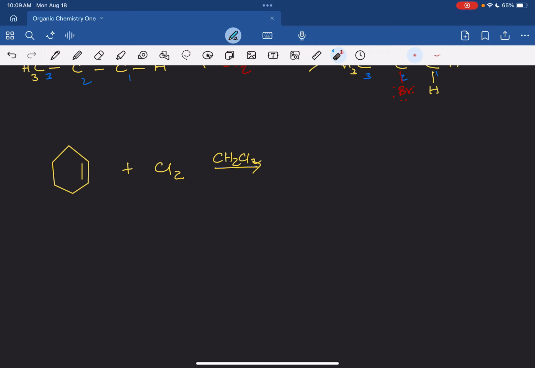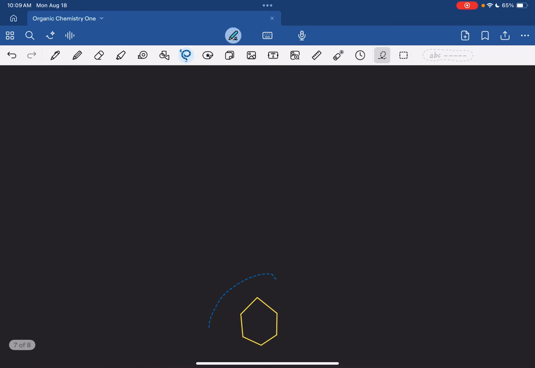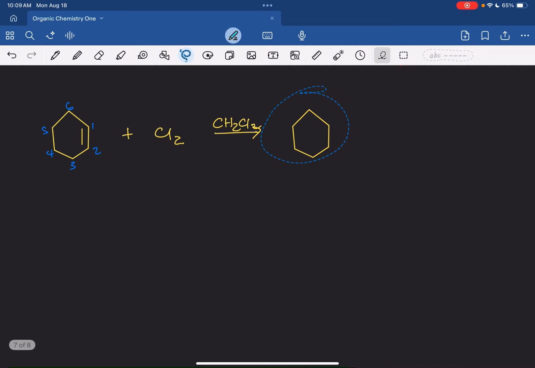So let's look at what we have here. We're adding Cl2 to this alkene. You shouldn't be freaking out right now because remember your focus, even though I changed the structure, is still at the carbon-carbon double bond. So your focus is here. Remember the carbon-carbon double bond breaks, leaving you with a carbon-carbon single bond. So what you have is your ring without the double bond. That's the first thing you draw, the ring without the double bond.